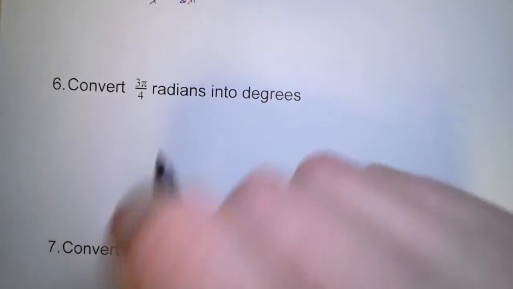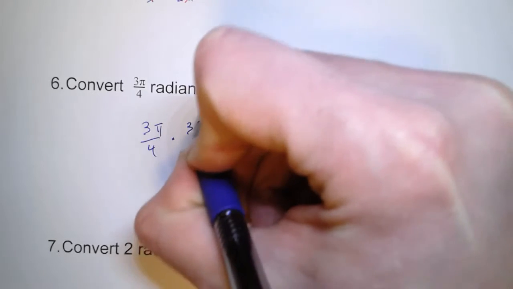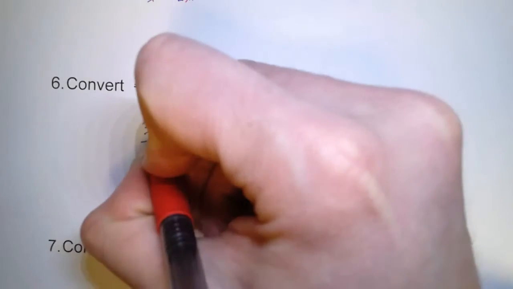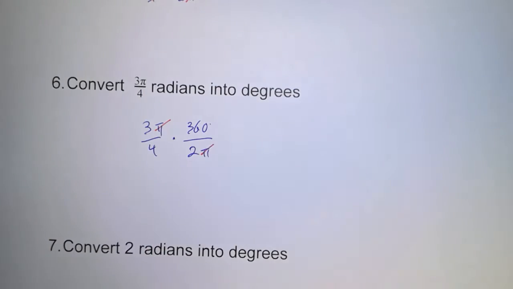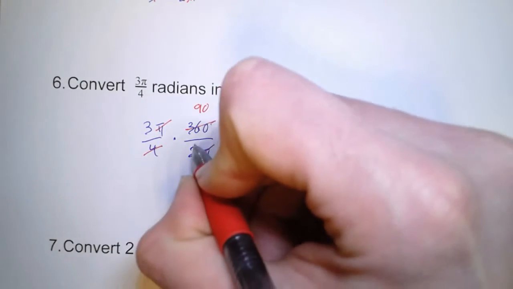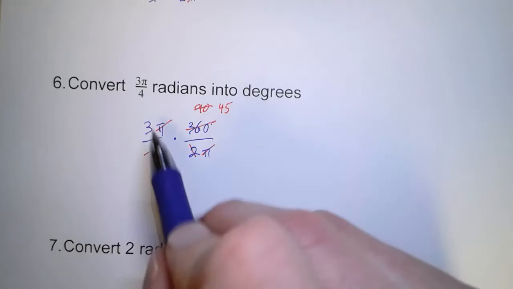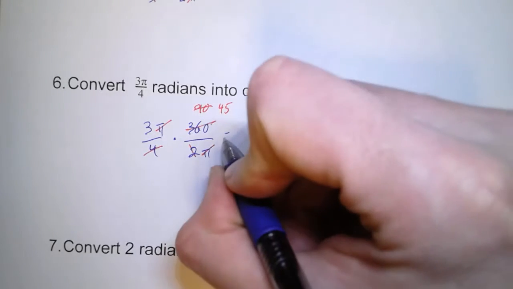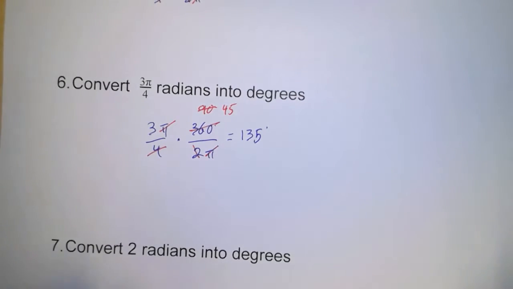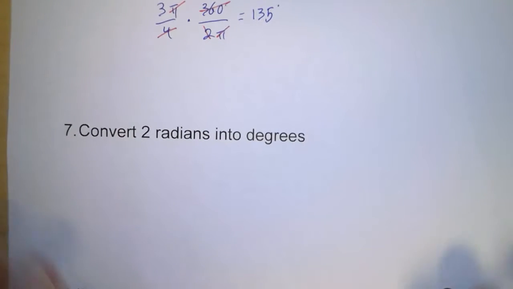For the next one, 3 pi over 4, we do the same thing. 3 pi over 4 times 360 degrees over 2 pi. And the pi's cancel again. And so we cancel 360 and 4, leaving 90. We cancel the 2 with 90, and that leaves us with 45. And there's nothing left to cancel, but we still have to multiply 45 and the 3. So that means we have 135 degrees.